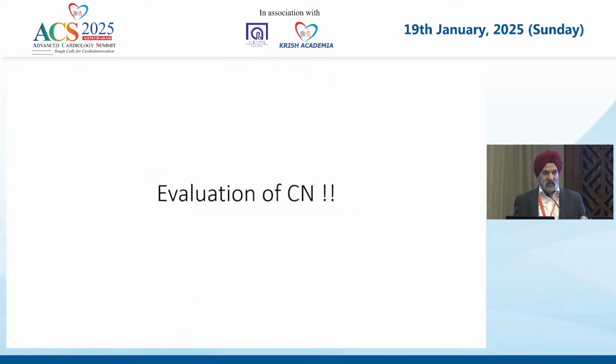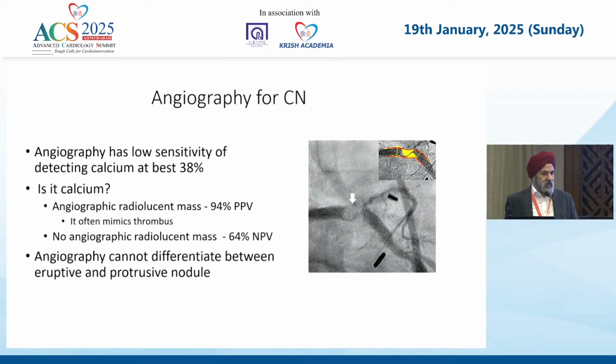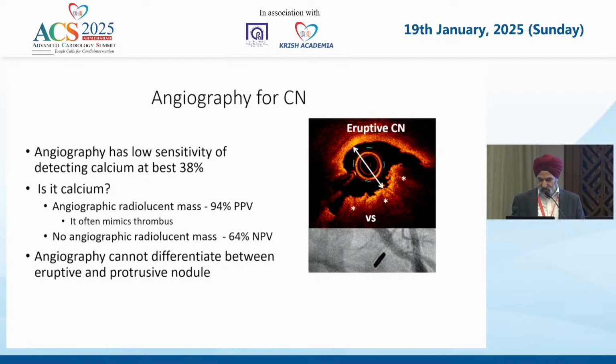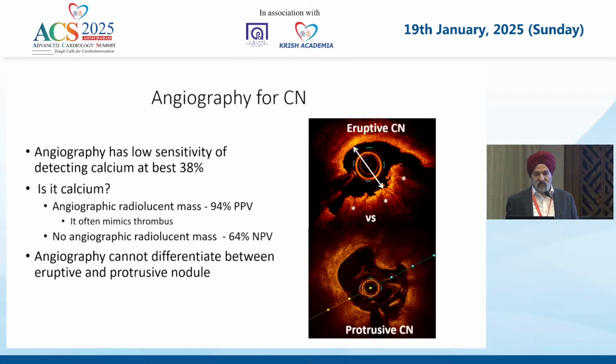So how do we evaluate? Now that we've seen that there is genesis of these nodules, how do we evaluate? Angiography is not good enough, but what you see on angiography could give an impression of a thrombus. If you see something, the positive predictive value of angiography is about 94%. But many a time, I'll show you case examples, nothing is seen and you find a nodule inside. So angiography cannot differentiate between eruptive and protrusive nodules. Well, we use imaging, but imaging except for the OCT, the IVUS is not going to tell you whether it's an eruptive or protruding nodule.